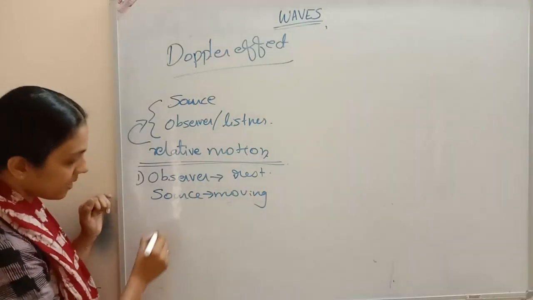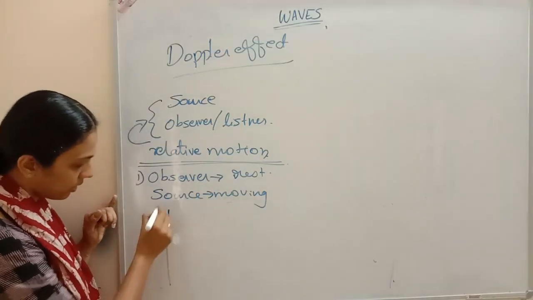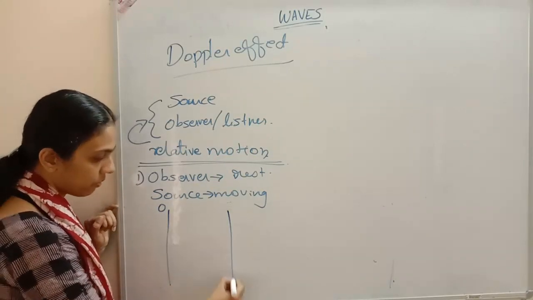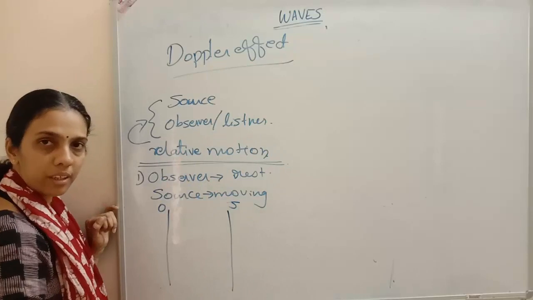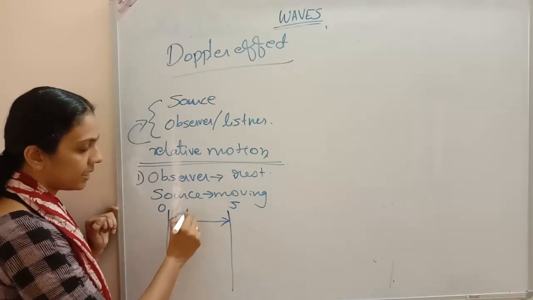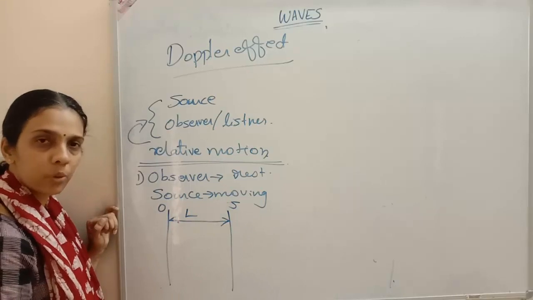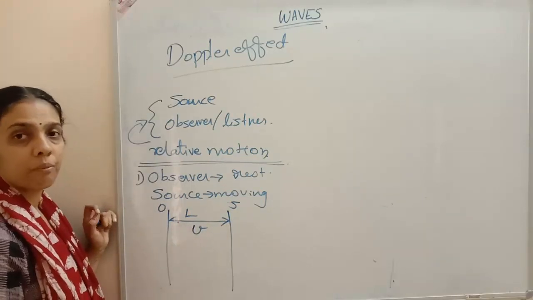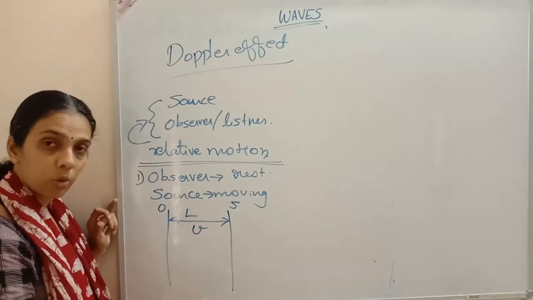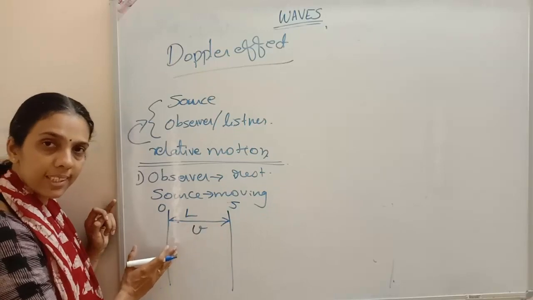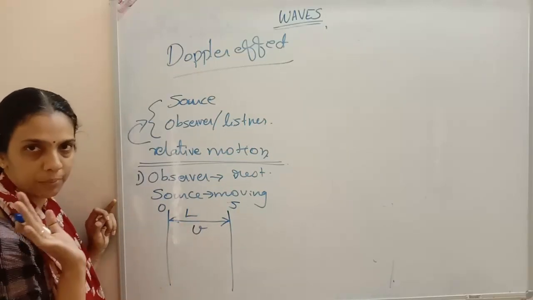So the observer is stationary, right? So I am drawing the observer here. This is the point of the observer. This is the point of the source. Okay, so this observer and source are at distance L. V is the velocity of the medium, the velocity of the sound wave while it is traveling in this medium.